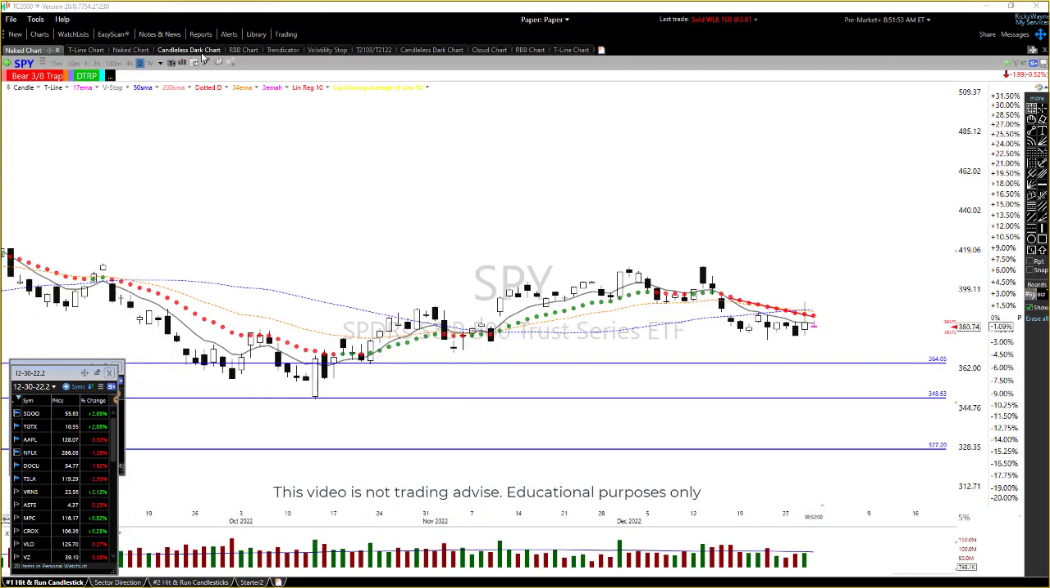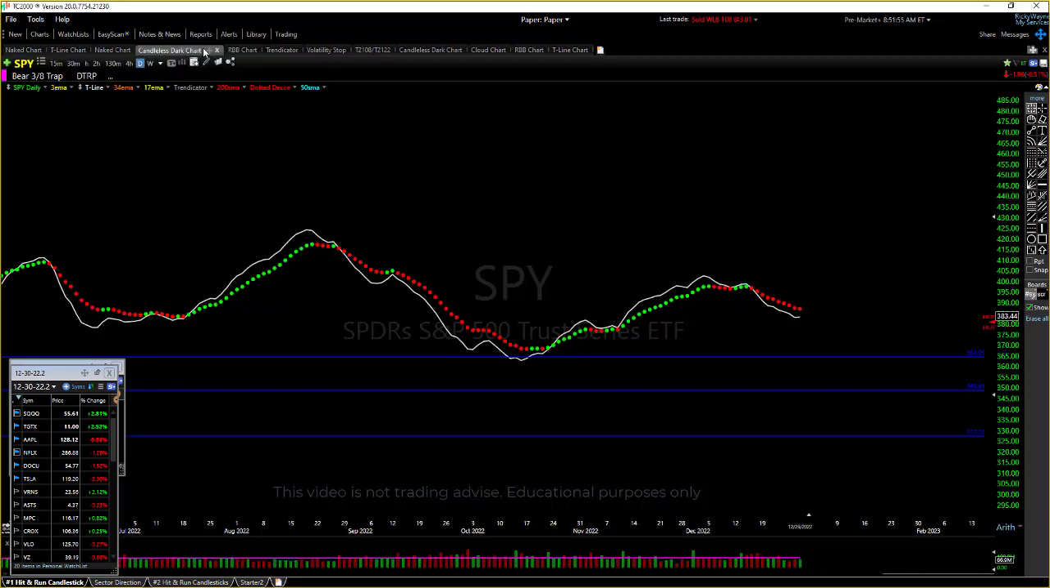First, I want to point out on the SPY here, looking at this chart, this is my dark chart. We're still in a downtrend. Trend indicator is red. The white line is the 8 exponential moving average, or what we call the T line, and it is pointing down. So we're in a bearish trend.